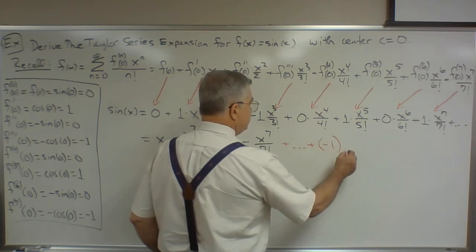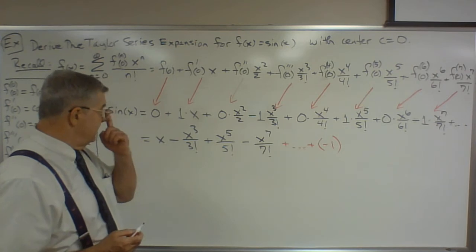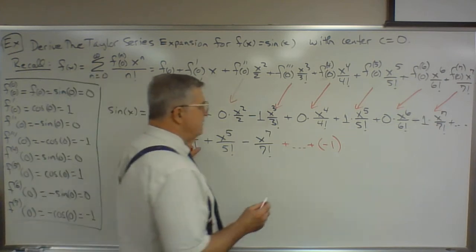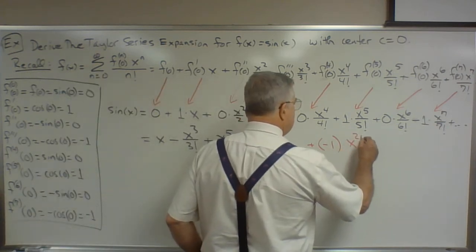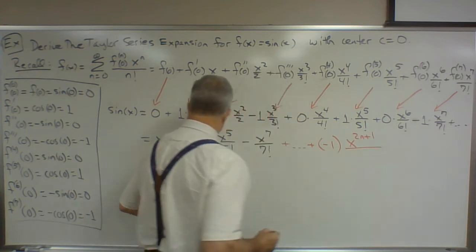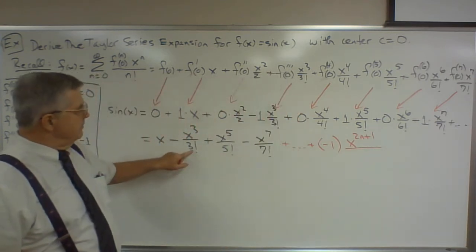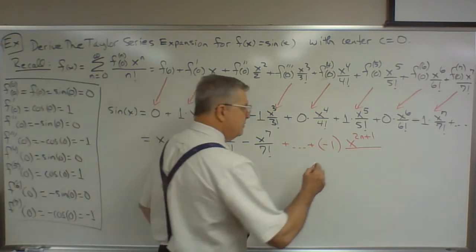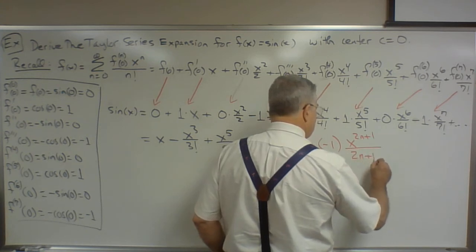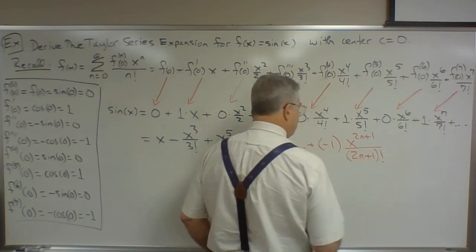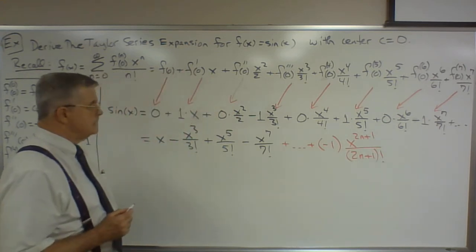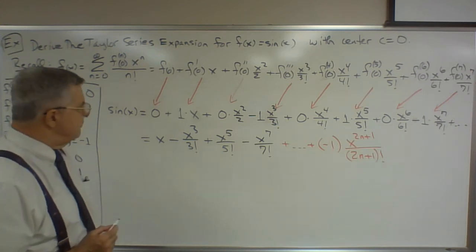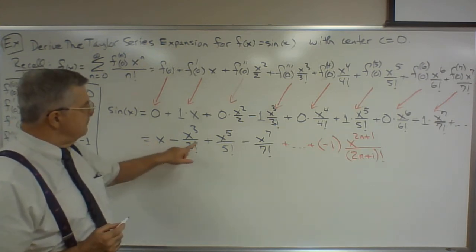we have negative 1 to some power. We'll get to that in a minute. The exponent is an odd number, so we'll say x to the 2n plus 1. And the denominator is the factorial of the exponent in the numerator, so this is going to be 2n plus 1 factorial. And let's see. The terms alternate positive, negative, positive, negative.